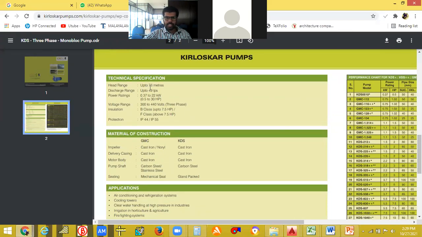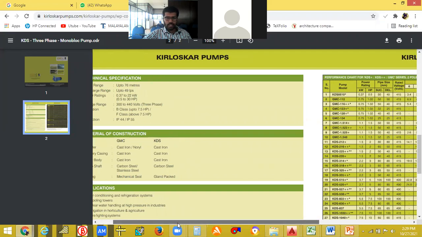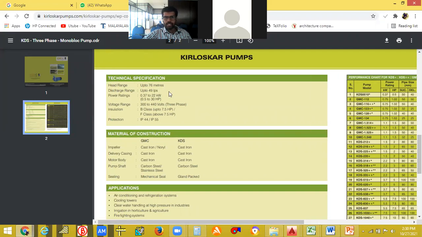Technical specifications are given here. It can range up to 76 meters height. You can see the head range, this is the head. They have already given the technical specification: head and discharge. You can see the discharge here.